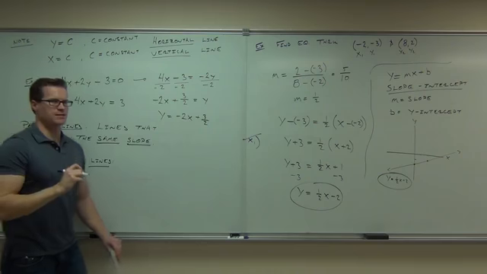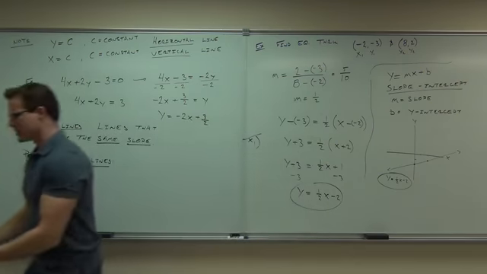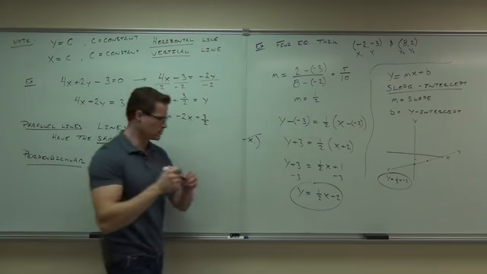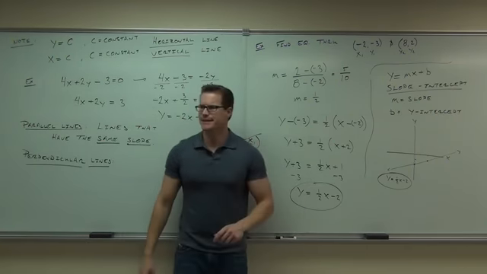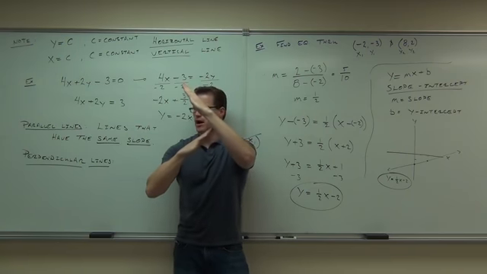Do perpendicular lines have the same slope? No, they don't. Actually, perpendicular lines meet at a very specific angle. What angle do perpendicular lines meet at? Right. So if one line's like this, the other line's got to be like that, right? It means if one slope's positive, the other slope's negative. So we know that's going to come into play.